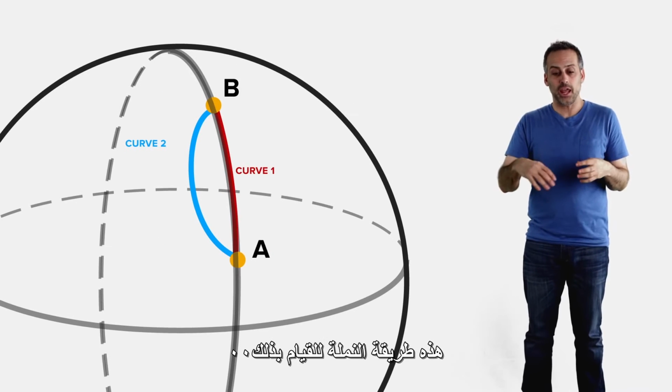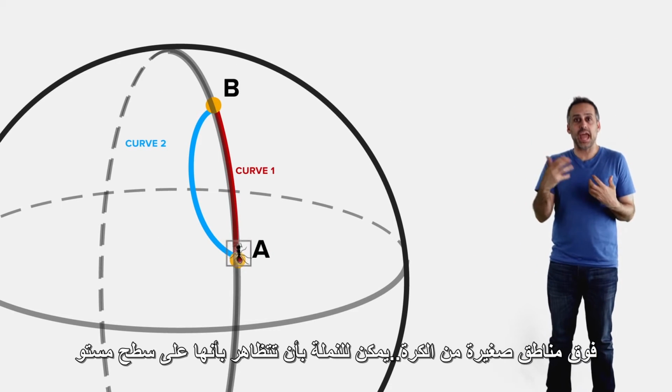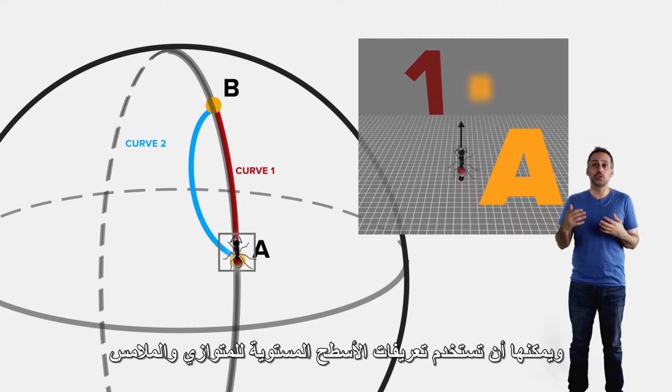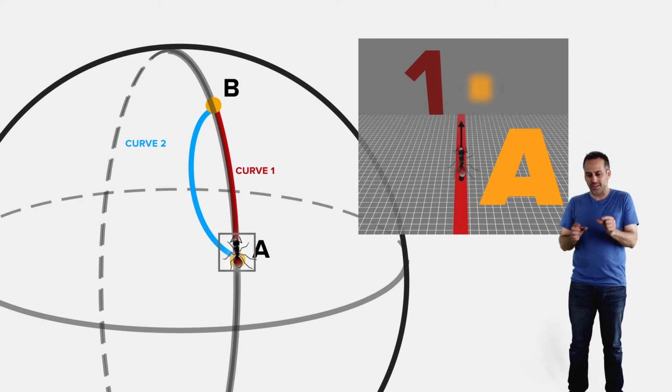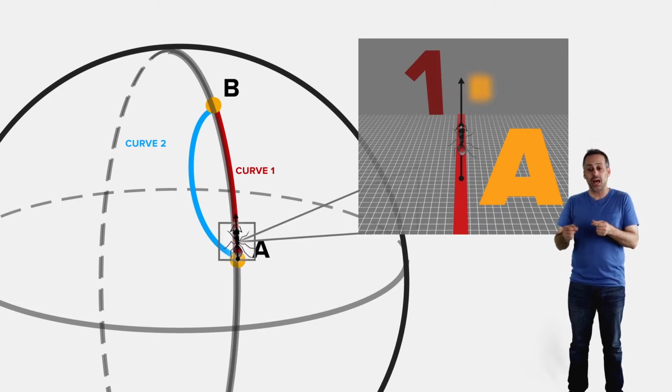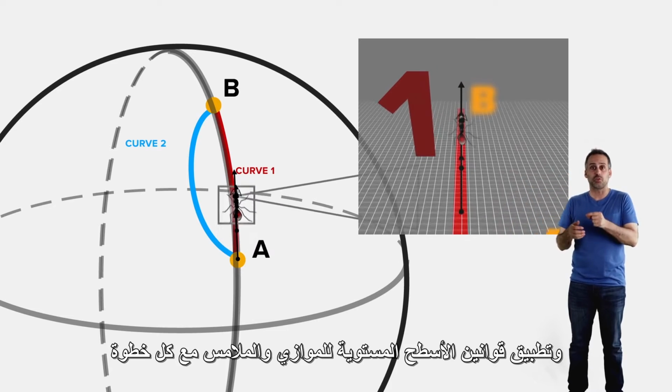Here's how the ant can do that. Over tiny regions of the sphere, the ant can pretend that it's on a plane, and it can use planar definitions of parallel and tangent. So, parallel transporting a tangent vector means breaking up a curve into a gazillion microscopic little steps and applying planar rules for parallel and tangent over each step.